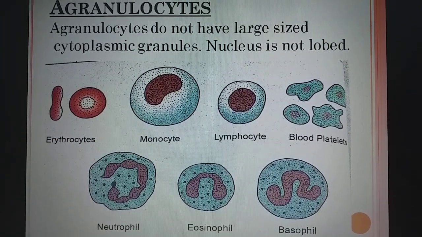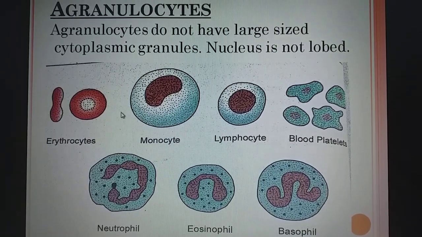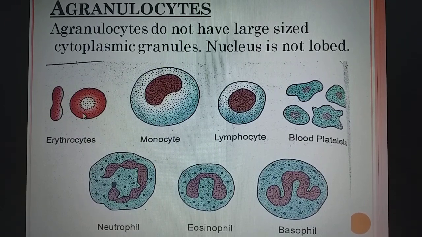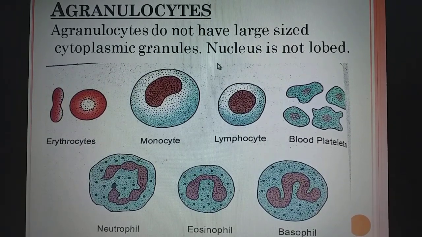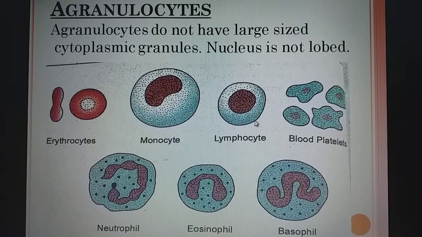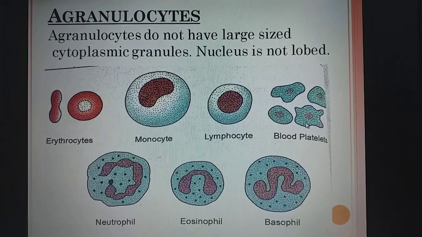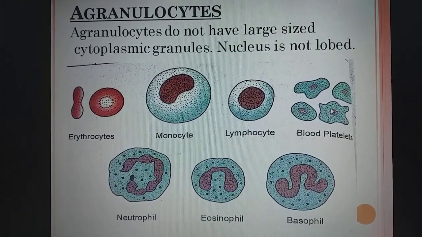This will be more clear through this diagram, and children, you have to draw this diagram in your copy. See here, erythrocyte means the RBC. It is biconcave and the nucleus is absent. Monocyte and lymphocyte are examples of agranulocytes. Here, see, the nucleus is not lobed and granules are absent. This is the blood platelet that helps in the clotting of blood; this we will study later on.